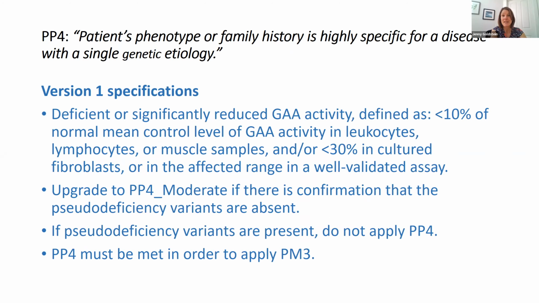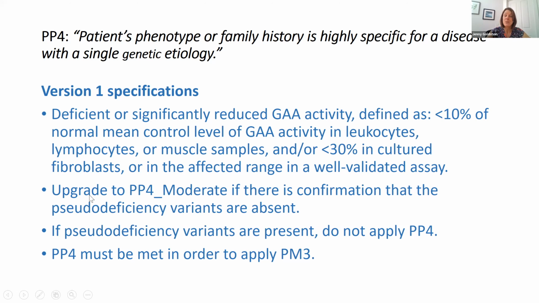which is the specific phenotype code. And in our version 1 specifications, we had required that papers would actually state the enzyme activity that was found in the patient. So we required less than 10% in leukocytes, lymphocytes, or muscle, and less than 30% in cultured fibroblasts. So this just reflects the difference in activity that we see in these different tissues. And we know that patients with late onset Pompe disease can have as high as 30%, or sometimes even higher in fibroblasts, but we wanted to be somewhat conservative there.